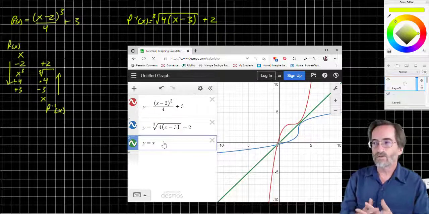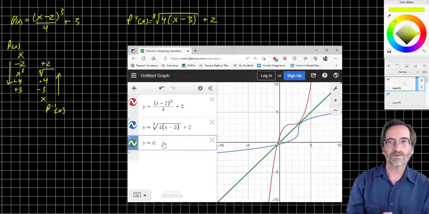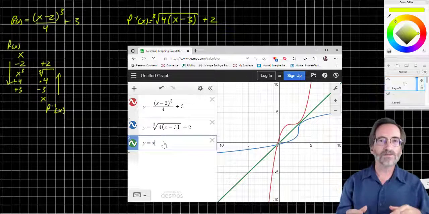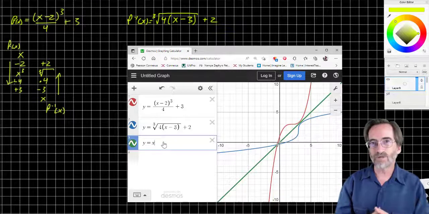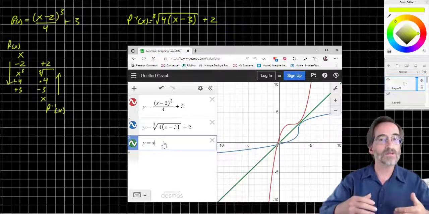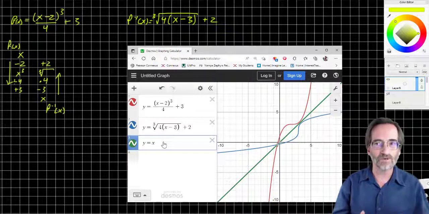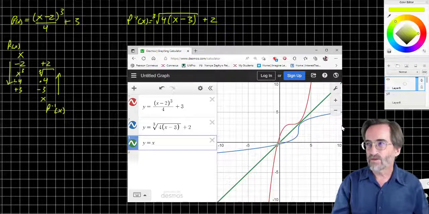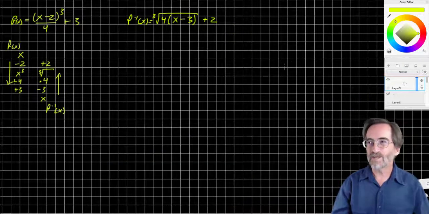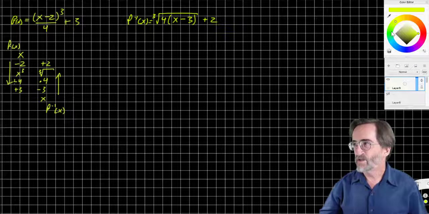Lo and behold, look at that. They are inverses of each other. Now, there is a more systematic way to do it, but I like this intuitive way. Think in terms of doing opposites in reverse order. Okay, but there is an algebraic procedure way, right? And here, let me show you that real quick.